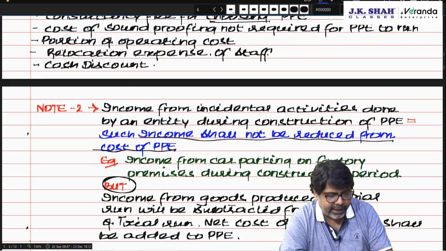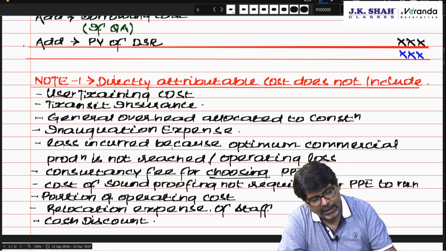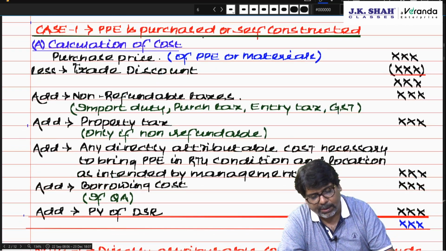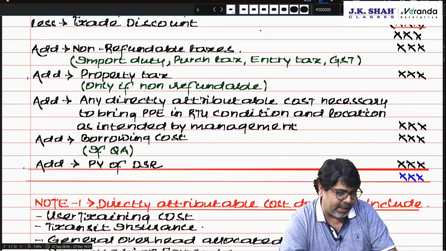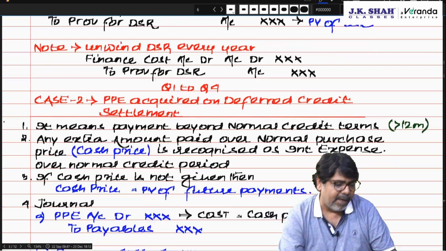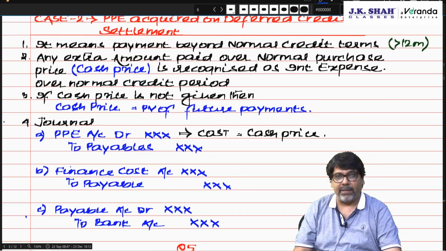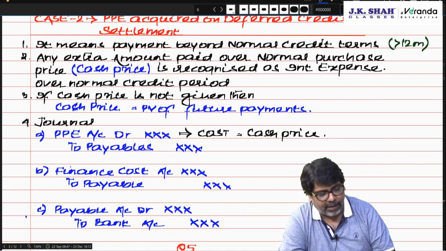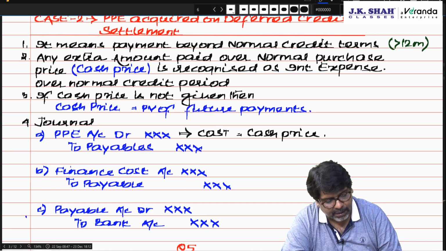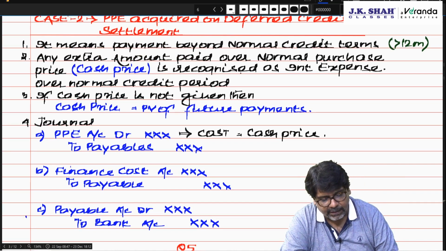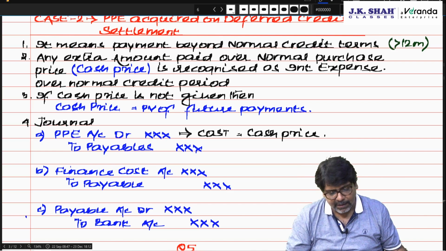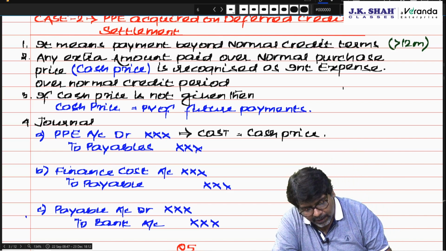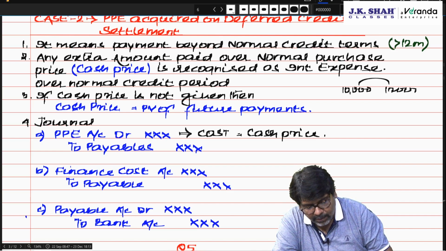So over here we have studied cash directly at cash and purchased or self-constructed. Second is deferred credit. Deferred credit means we are not paying for PPE today. We'll pay it later. It means payment beyond normal credit term, that is greater than 12 months. Any extra amount paid over normal purchase price, that is cash price, is recognized as an interest. That means chartered, suppose if I purchase the asset on cash, it is 10,000, but if I purchase on EMI, it is 12,000. So 2,000 is interest that should be recognized.